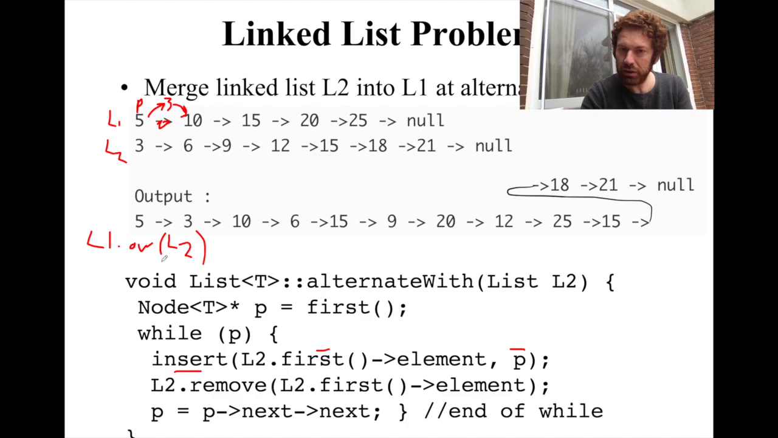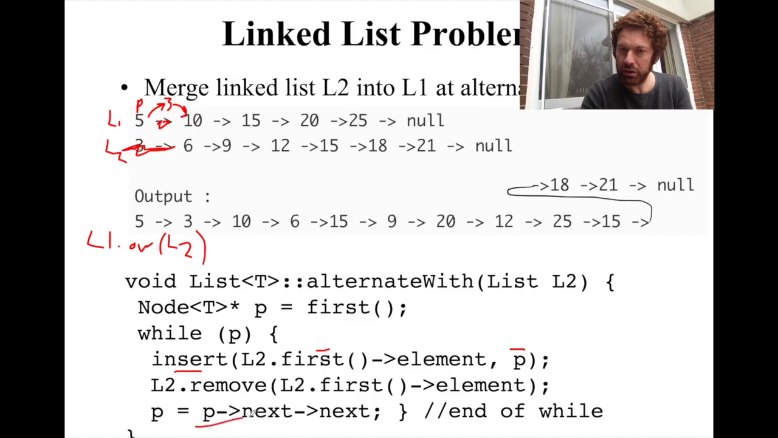Since I will repeat the pattern, I need to get rid of this. So L2 dot remove the first element. So I will remove 3 from here. There may be other 3s here, but I don't care because I know that it will remove the first occurrence of 3. So L2 is now like this. Again, the remove function will arrange the pointers for you as we have discussed before.